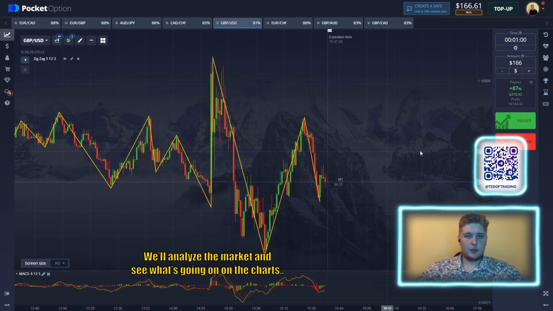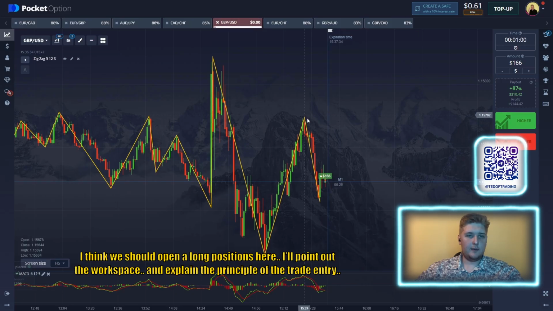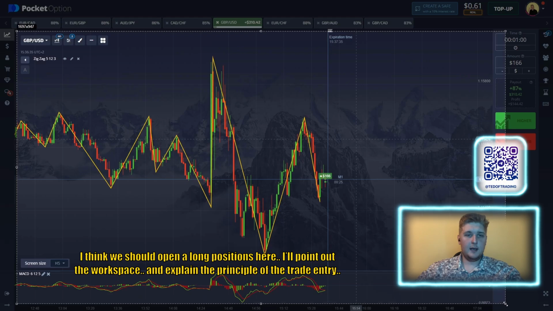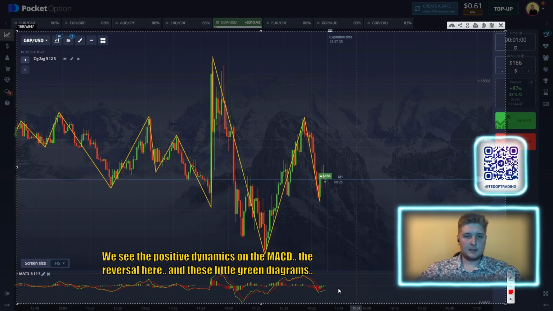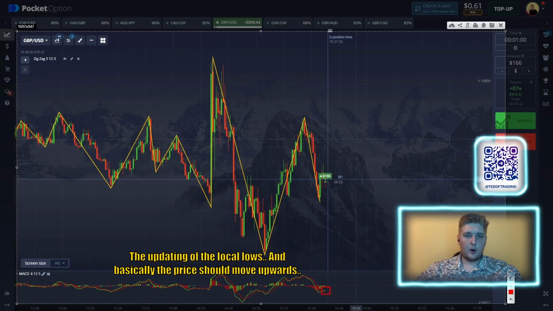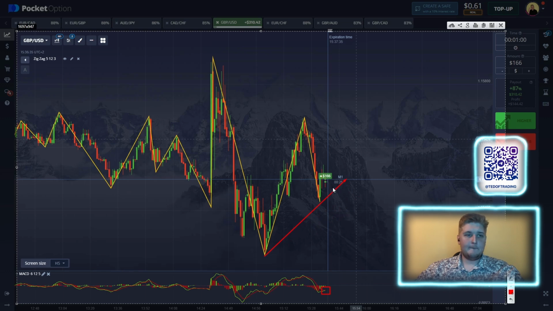Analyze the market and see what's going on the charts, and I think we should open a long position here. I'll point out the workspace and explain the principle of the trade entry. We see the positive dynamics on the MACD, the reversal here, and these little green diagrams, the updating of the local lows, and basically the price should move upwards.